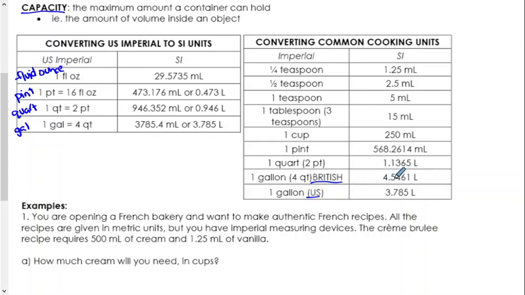So 1 gallon in the US will be 3.785 liters, which is why when we go and buy milk, a gallon of milk is like a 4 liter of milk because it's just about 4 liters. So this gallon over here, keep in mind, is the imperial US gallon, not the British gallon.